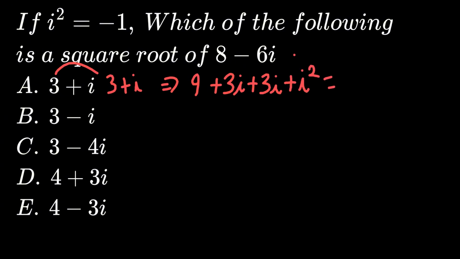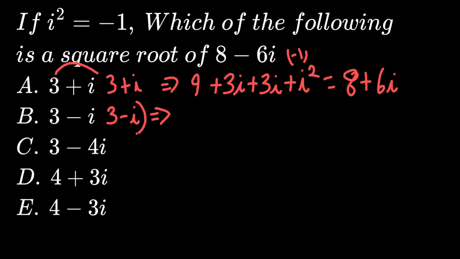So when I add these together, this i squared is negative 1. That should be 8 plus 6i. Now it's not 8 minus 6i, but it's pretty close. So honestly, that might be a really good guess as to whether or not this is correct. But we've got to check just in case.